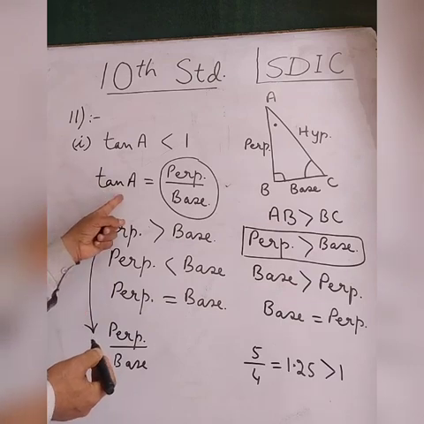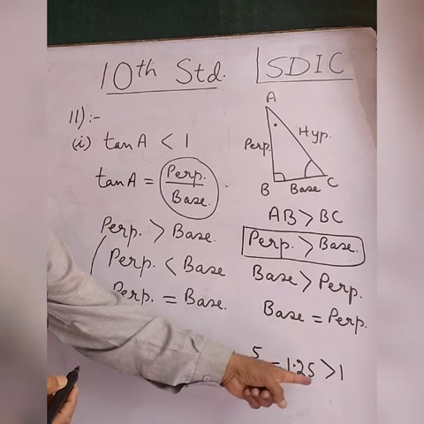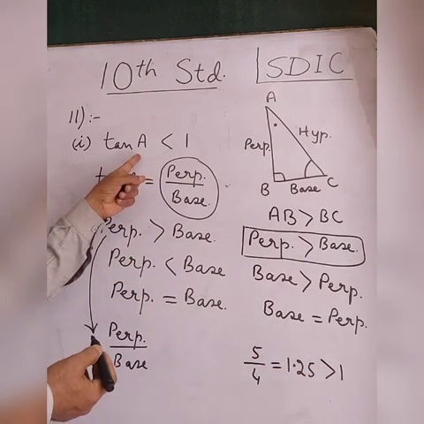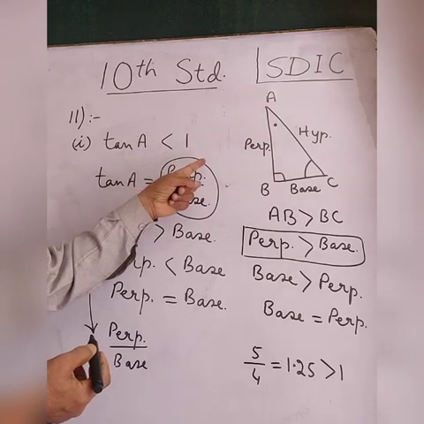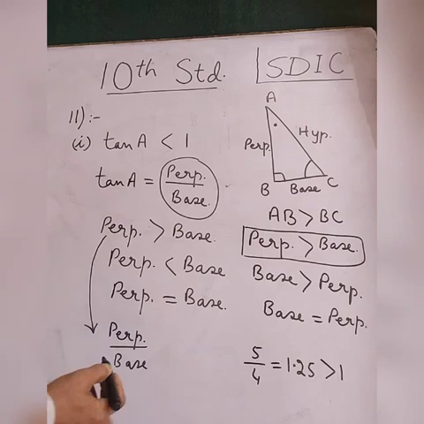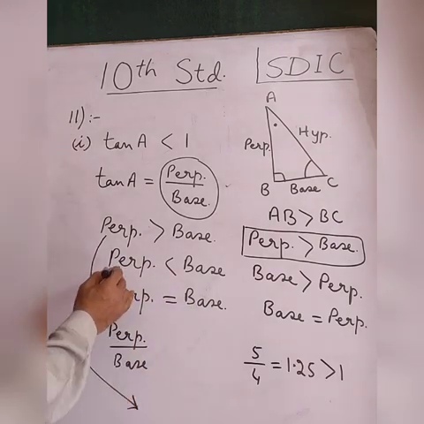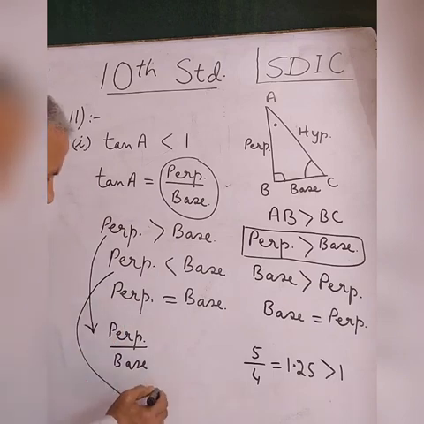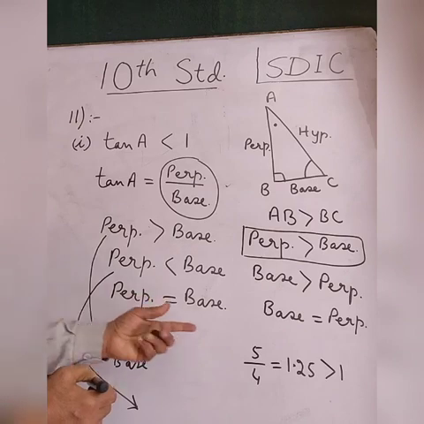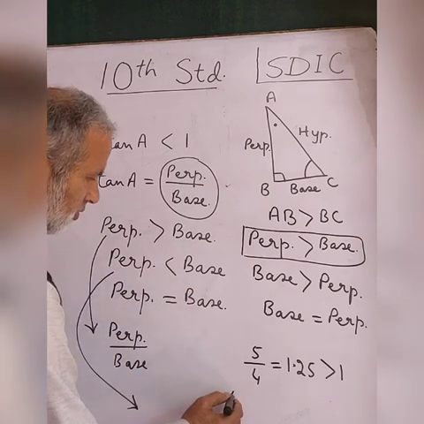Therefore, tan of A, which is perpendicular by base, in this first option becomes greater than 1. The question says, is tan of A always less than 1? Now you can answer, it is sometimes greater than 1 also. In the second option, when perpendicular is lesser than base, perpendicular by base will become, take an example again, choose two numbers such that perpendicular is smaller than the base. Let it be 4 by 5.